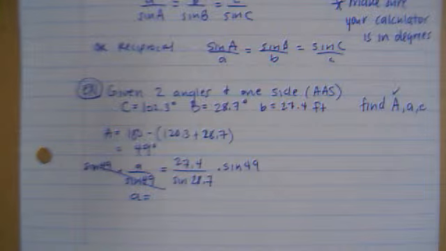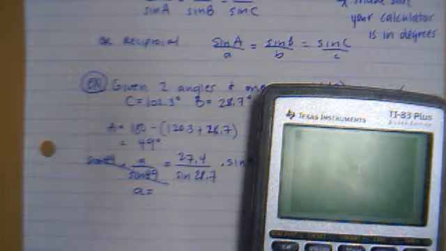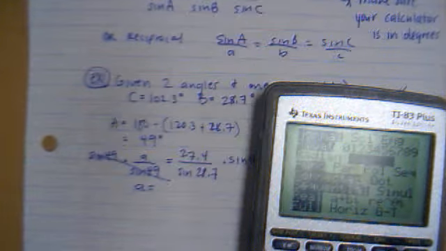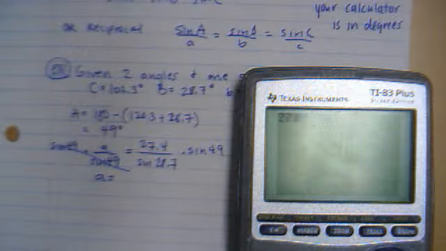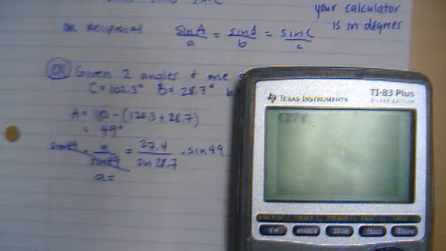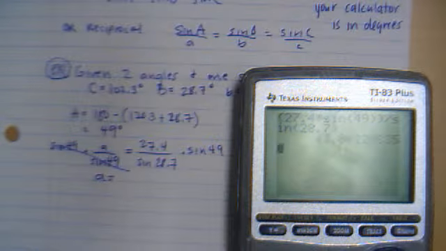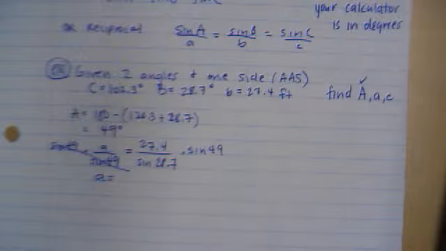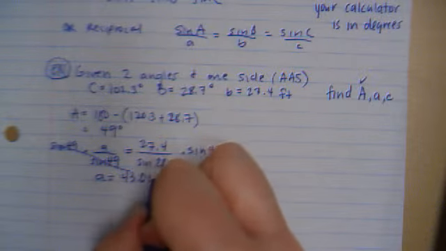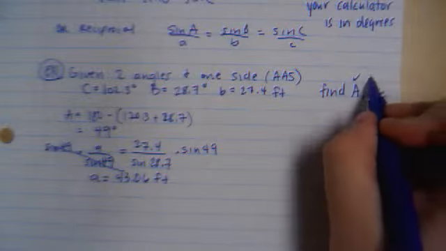So I get a equals, and this we can plug in the calculator. I'm going to go to mode and make sure I'm in degrees. I am. Then I plug this in: 27.4, let me put it in parentheses, times sine 49, all on top, divided by sine 28.7. And I get 43.06. I'm going to round to two decimal places, so a is equal to 43.06 feet. So there's little a.